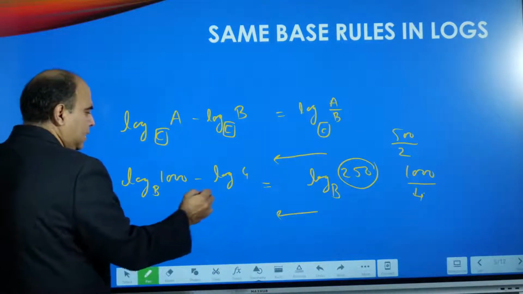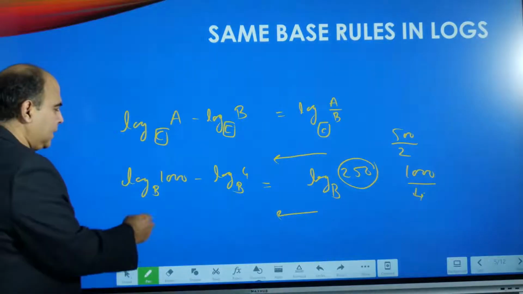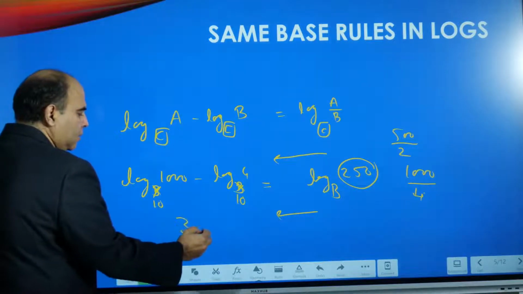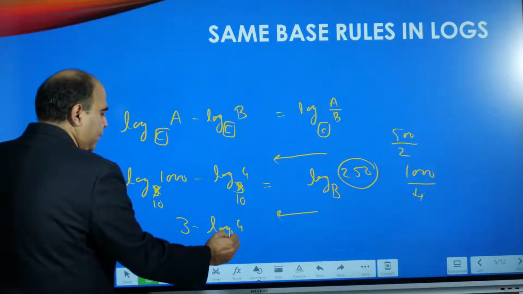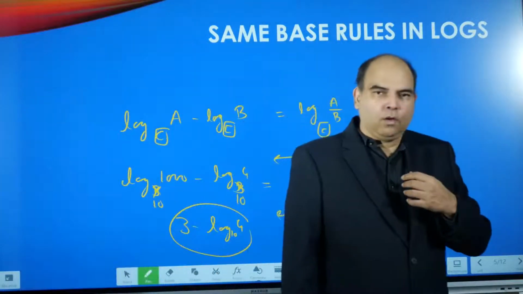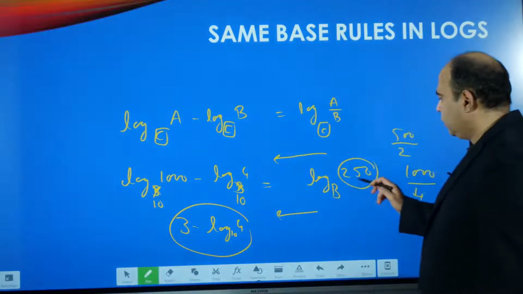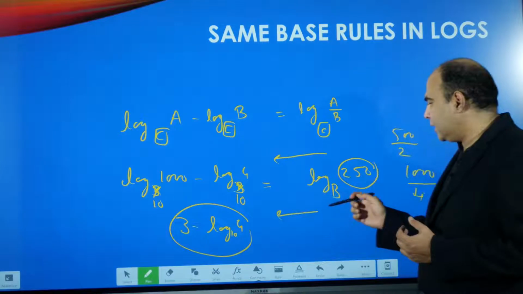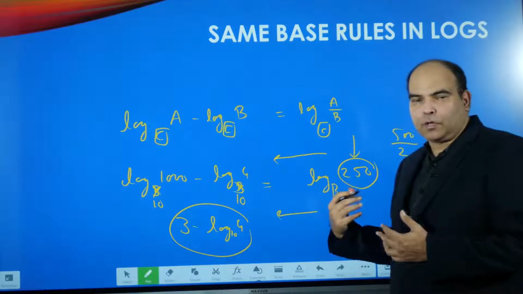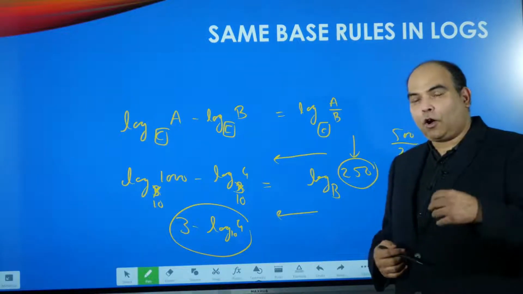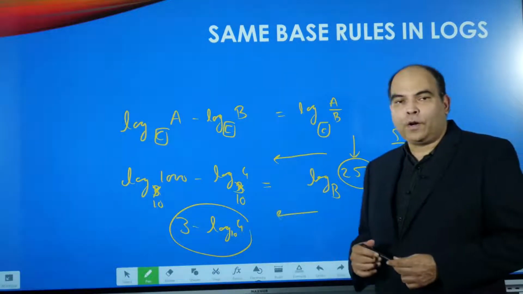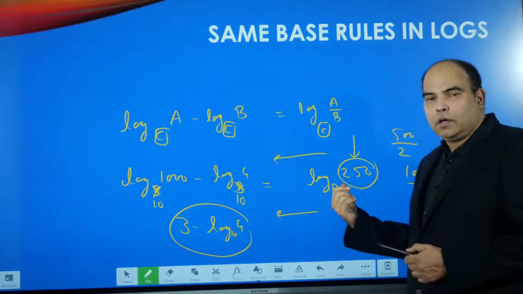And if the base is B, then this will remain as it is. But if the base is 10, then log 1000 to the base 10 is 3. So I can write this as 3 minus log 4. So this is a simplification that happens. These are standard moves in logarithms. When you have a composite log, you have to try to think in both directions. Suppose I have a log 4 in my options, then I will try to think that I can do 1000 by 4. If I have a log 25 for example, then I might want to use 25 into 10 here.